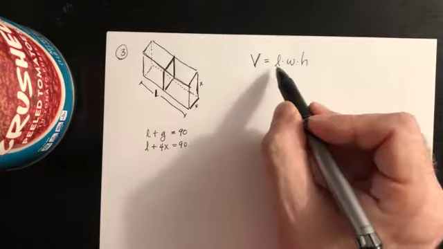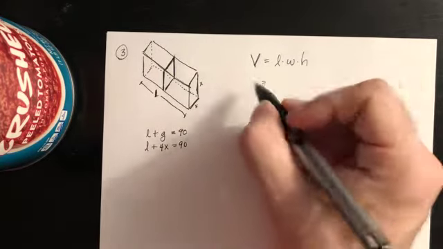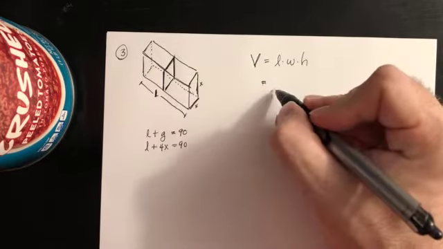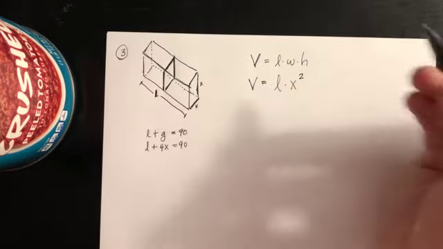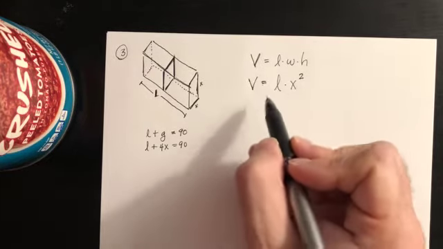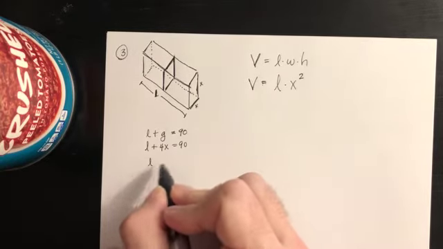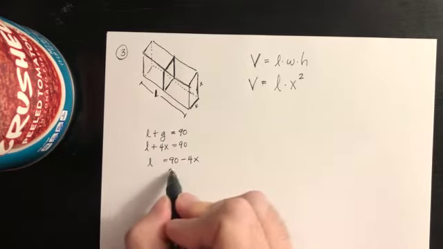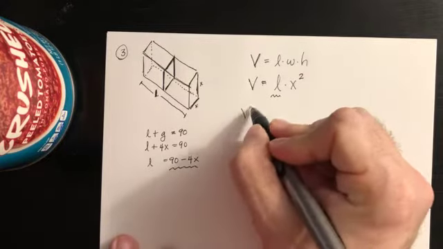Let's go back to this. Now we want length, width, and height. My length is L, my width is x, and my height is x. So this is L times x squared. So far I've gone from 3 variables to 2. That's nice, but I need to get rid of this L. So I'm going to go back over here and subtract 4x from both sides to get 90 minus 4x. Now I can replace L with this thing, 90 minus 4x in parentheses.